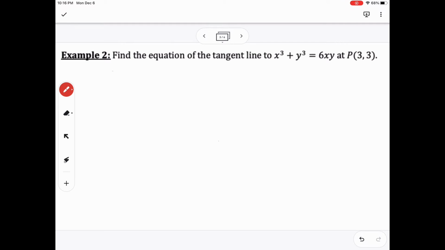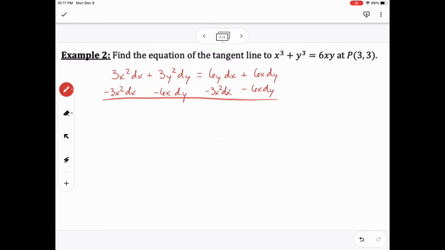Okay, another one with the same idea behind it. Now here, you have x cubed plus y cubed, and that's very similar to x squared plus y squared. But then on the right side, we have 6xy, and so I have to use the product rule to help me divvy that up. And so take the derivative of the first, which is just x, or x becomes 1.